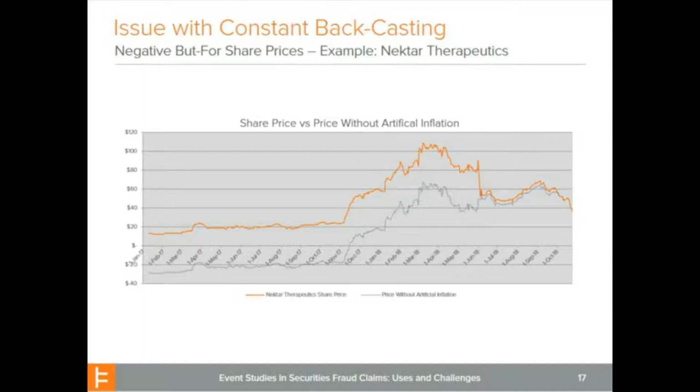So this is a different example. This is a company called Nectar Therapeutics, which produced some sort of marijuana product, I believe. There was a disclosure involving fraud sometime in June 2019, and there was a major change in the share price. We can sort of backcast. In this case, you can see that the dotted blue line goes on a bit beyond that major share price change. There may have been multiple disclosures in this case.